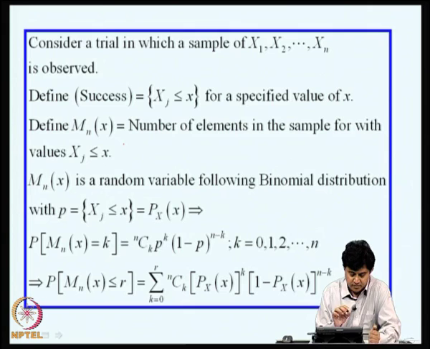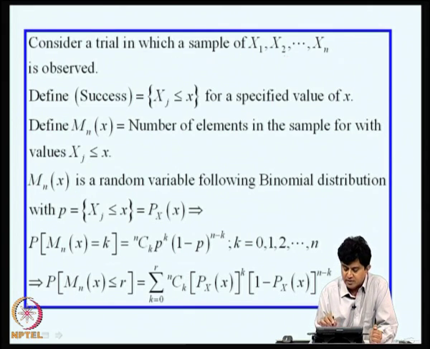Now to answer this question, we consider a trial in which a sample of x1, x2, ..., xn is observed. We define success as the event xj is less than or equal to x for a specified value of x. Now then define Mn of x as the number of elements in the sample for which the values xj are less than or equal to x.